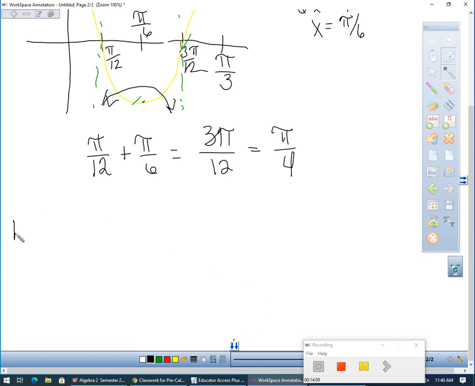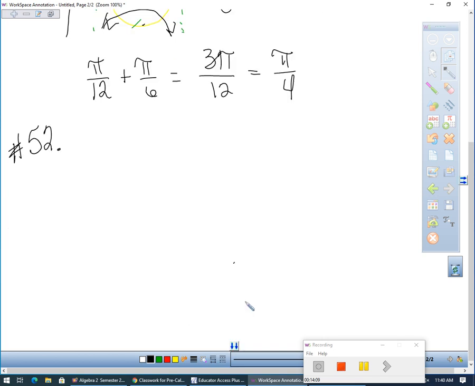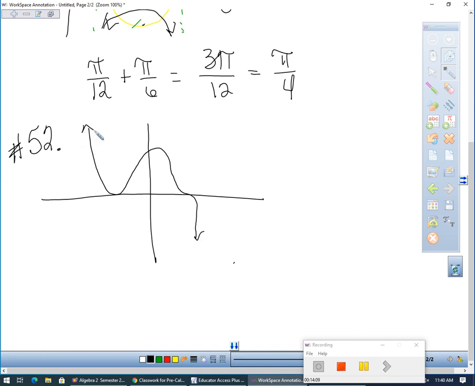Number 52, let's talk about that one. On number 52, they give you a beautiful picture of a graph. In this graph, let's see if I can draw it on here. It comes down, touches the x-axis, goes back up, comes down, kind of crosses through the x-axis, right? Kind of in that form. Kind of, sort of. All right.